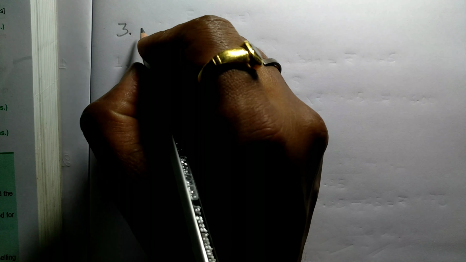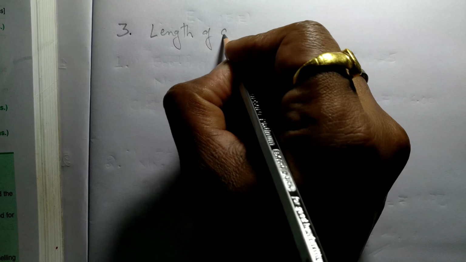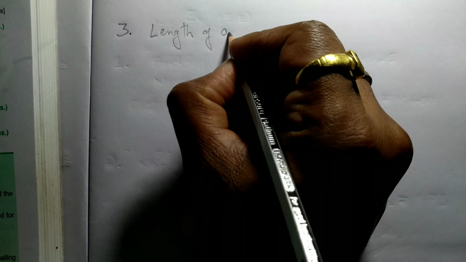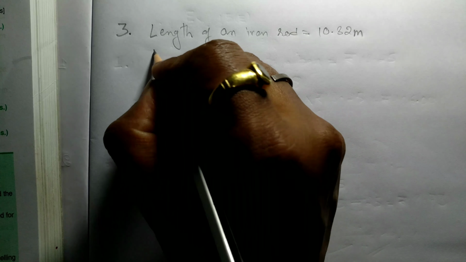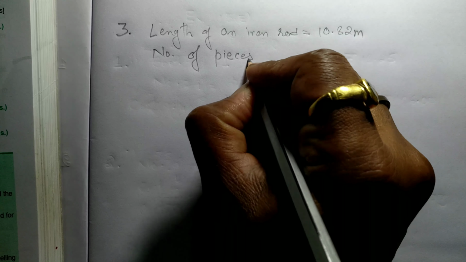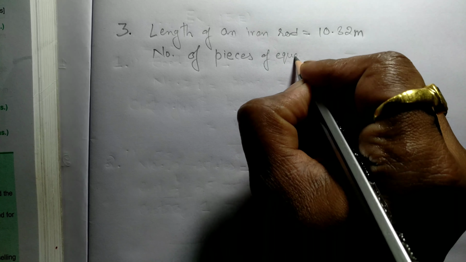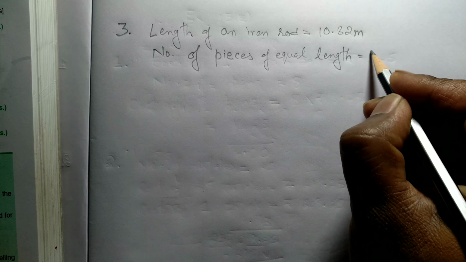So, let us solve this. We are supposed to write the statement. Statement is up to you. If you want to write a different one, you are most welcome. So, length of an iron rod is equal to 10.32 meter, right? Then, number of pieces of equal length. This is very important. Equal length. If the length is not equal, then we cannot do the division. Okay, it is 4. So find the length of each piece.